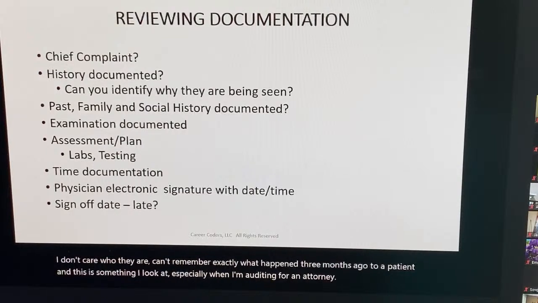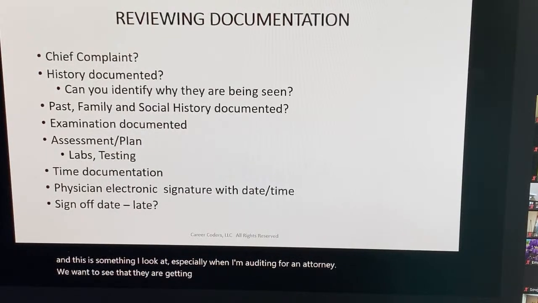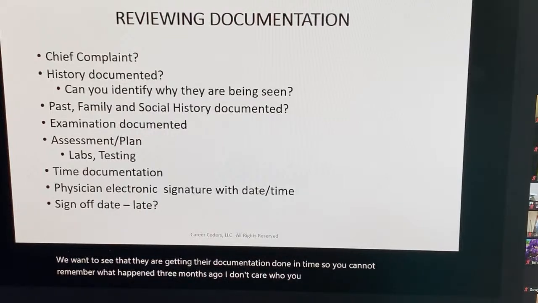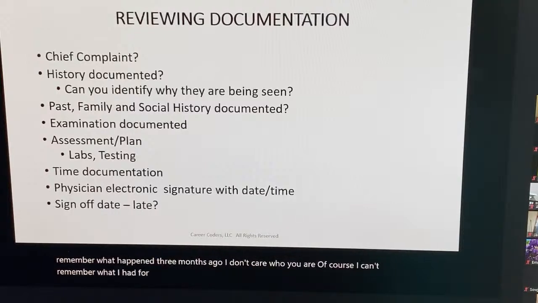We want to see that they are getting their documentation done in time. So you cannot remember what happened 3 months ago. I don't care who you are. Of course, I can't remember what I had for breakfast, but that's just me anyhow. That's why I retired.